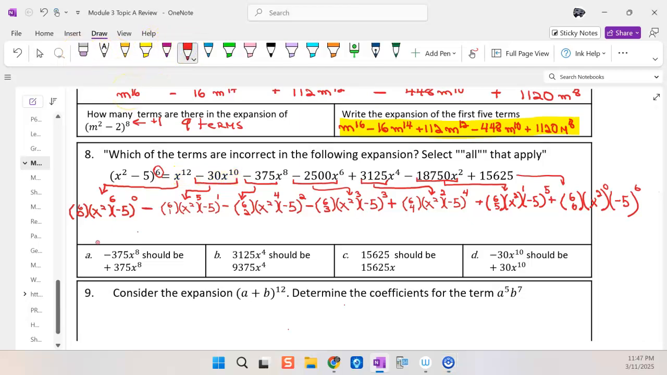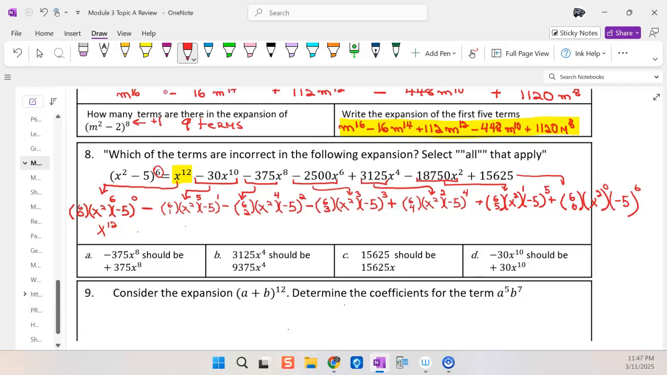All right, so my first one is 6 choose 0, which is 1. 1 times negative 5 to the 0, which is also 1, so that's just 1. So that's x now to the 2 times 6, 12. All right, so that checks out. All right, our next term, we have 6 choose 1, which is 6.